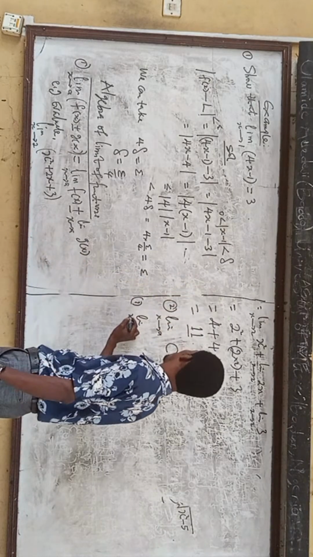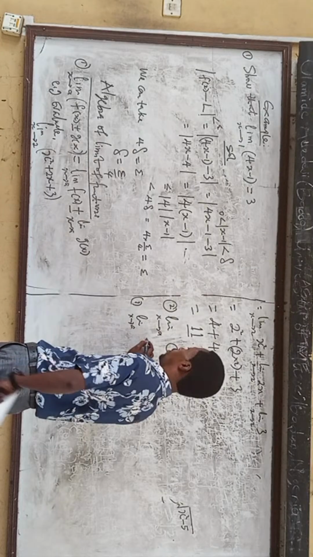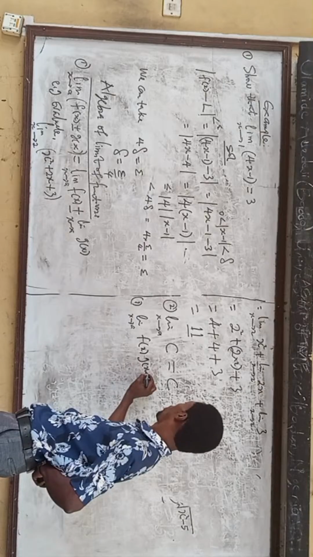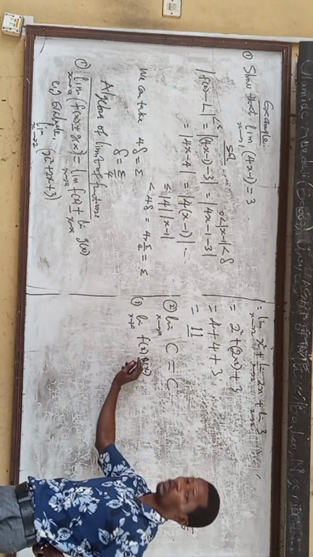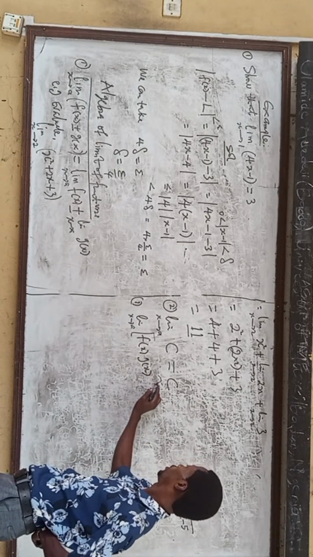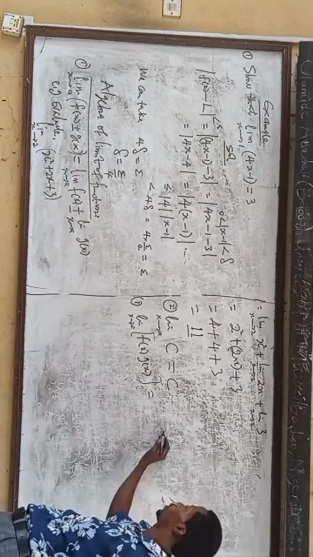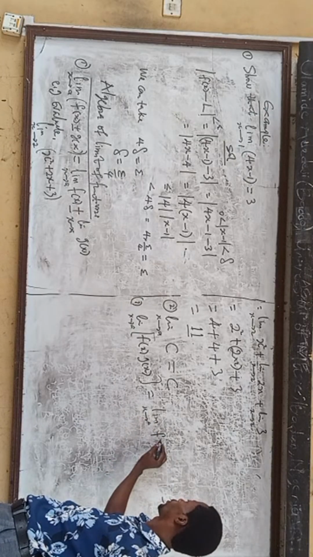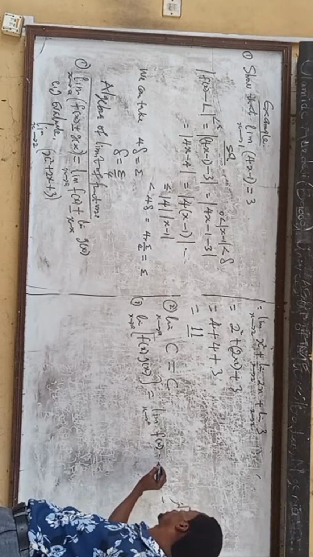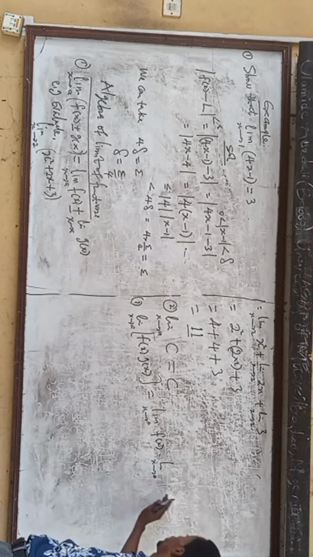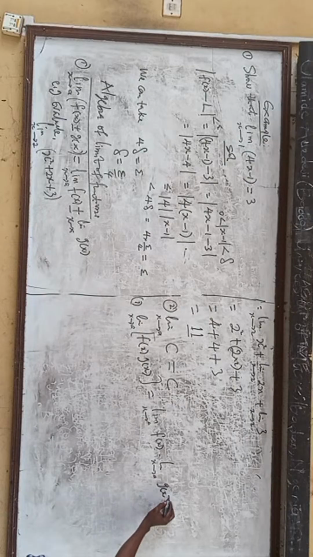Then 3, the limit as x tends to a of the product of functions. Let's say you are multiplying two functions f and g, taking this limit, it's taking the product of the limits: limit as x goes to a of f of x times limit as x goes to a of g of x.